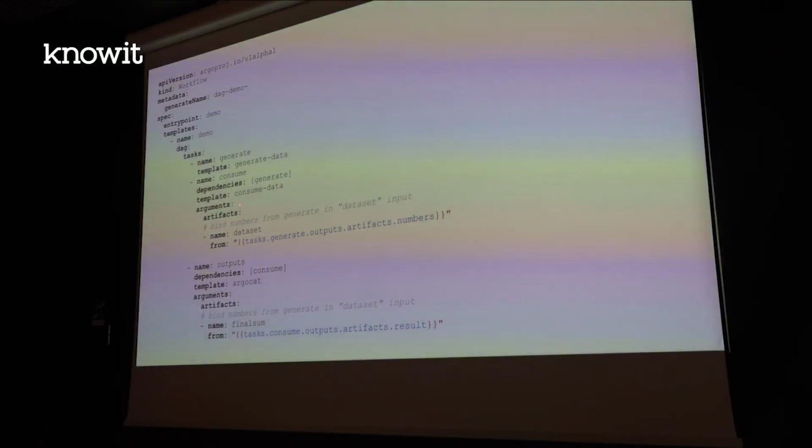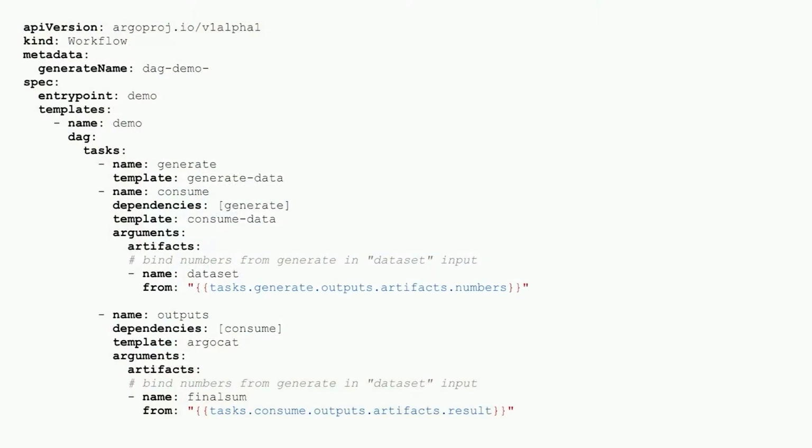So consume uses consume-data as a template. And here I'm trying to inject an artifact into it. I take the artifact dataset, and this is taken from tasks, so from this workflow, and from the task generate. One of its outputs is an artifact called numbers. So this one generates some numbers, and this one consumes some numbers.